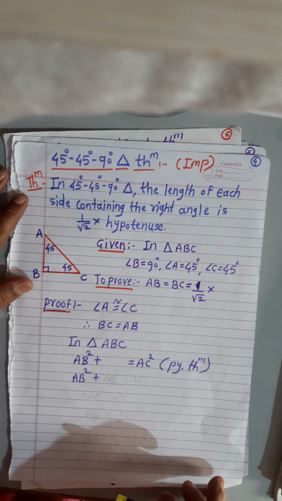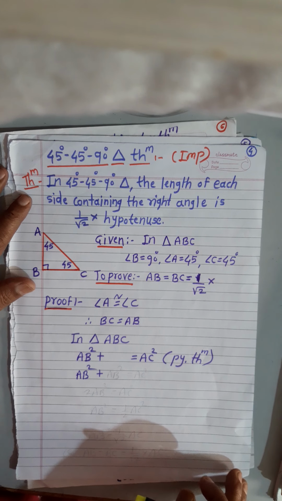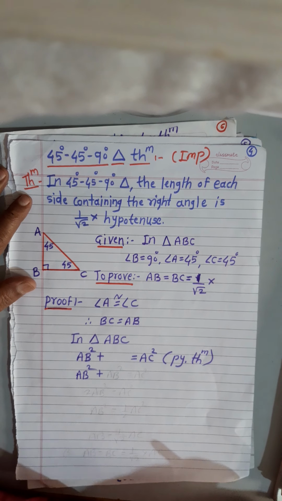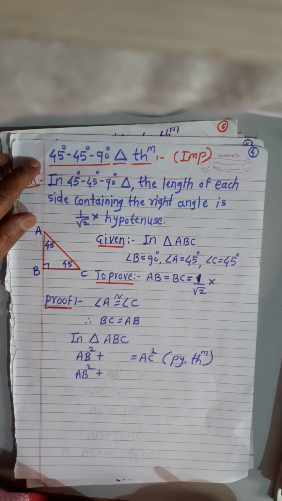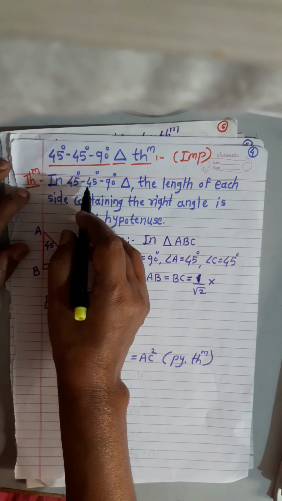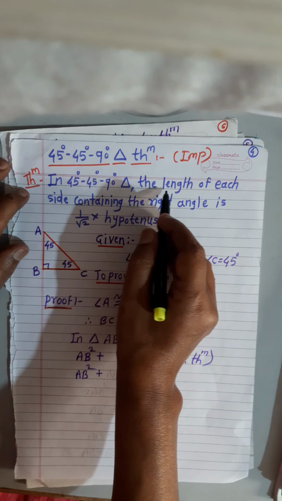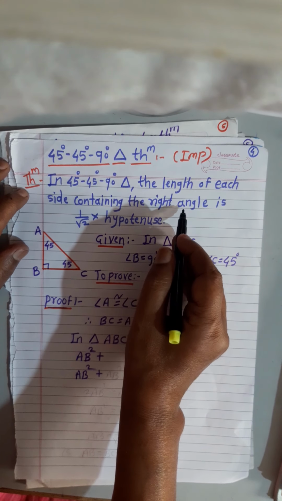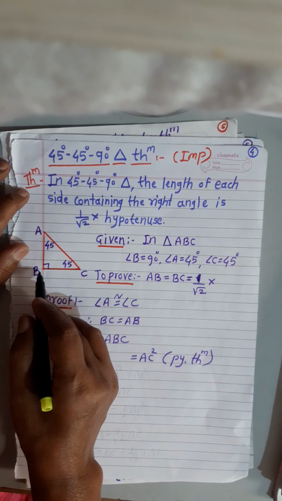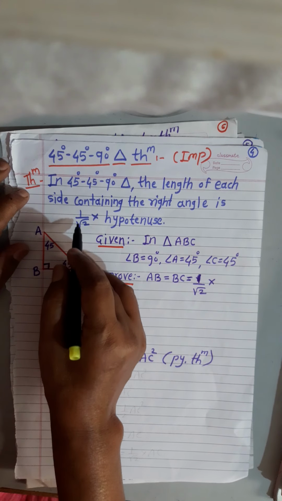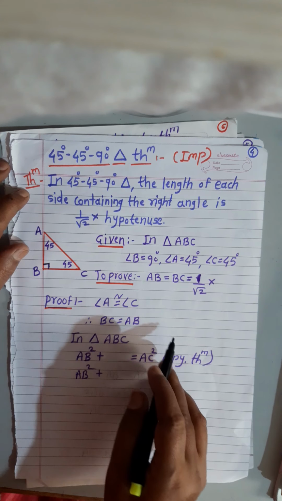It can be asked in the exam also, or we will use it in solving problems. It is a very simple one. What is the statement of this theorem? Shortly we call it the 45-45-90 theorem. In a 45-45-90 triangle, the length of each side containing the right angle is 1 upon root 2 into hypotenuse.